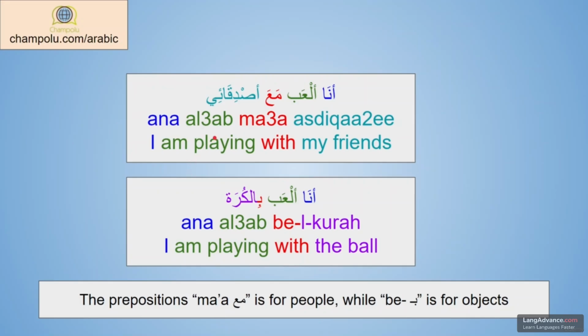And we also want to understand the difference between with when we're talking about a person and with when we're talking about an object. We can see it from this example. I am playing with my friends. أنا ألعب مع أصدقائي. But if we want to say I am playing with the ball, أنا ألعب بالكرة.